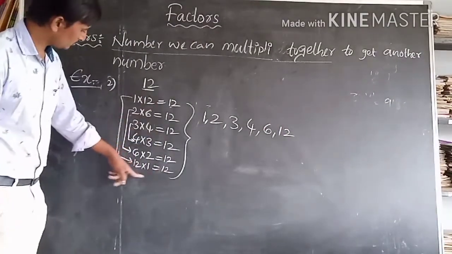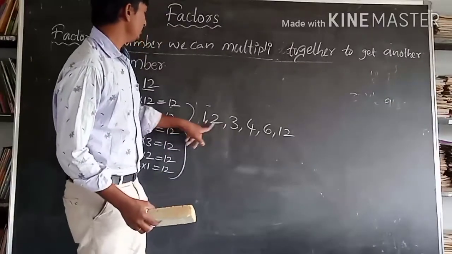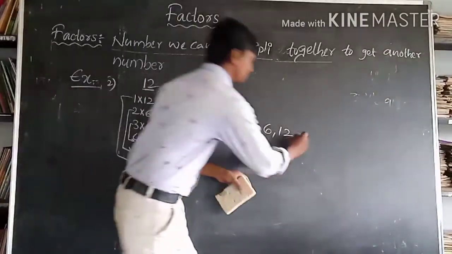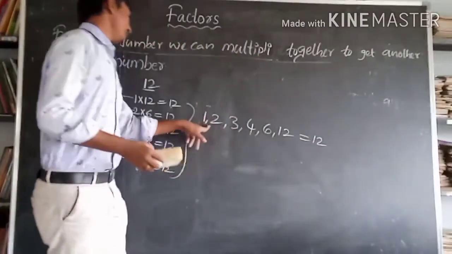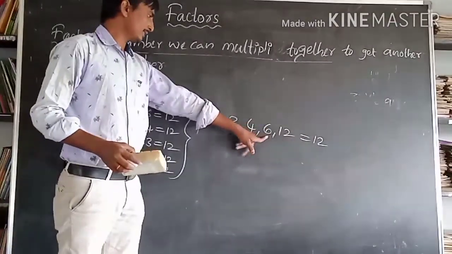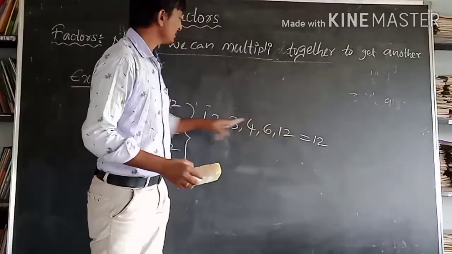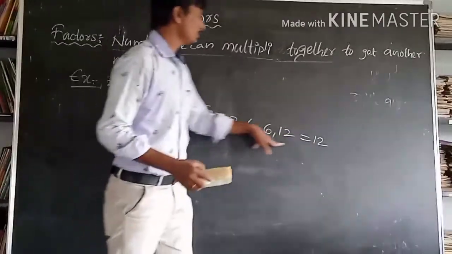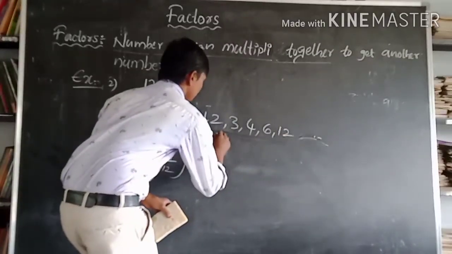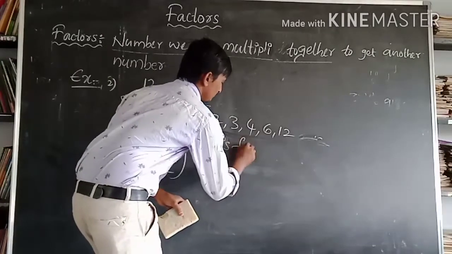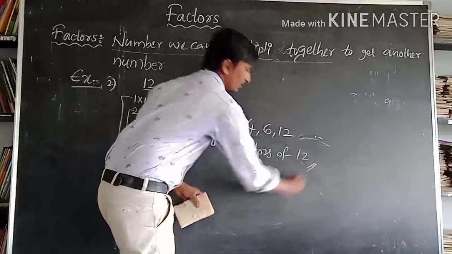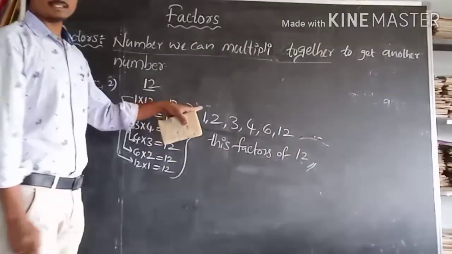Can you get some more? No. How many are there? 1, 2, 3, 4, 5, 6. So these are the 6 factors of 12. So 1 and 2 and 3 and 4 and 6 and 12, all these numbers are factors of 12. Okay, I hope you understand very clearly.